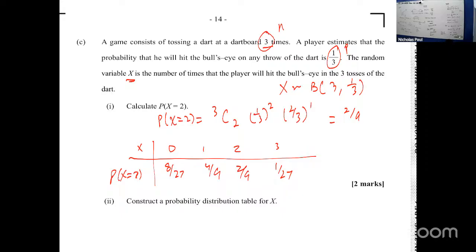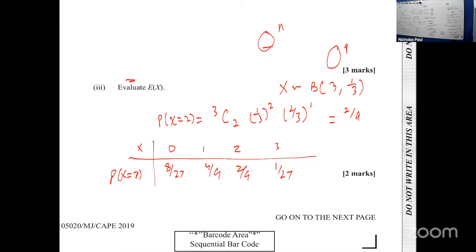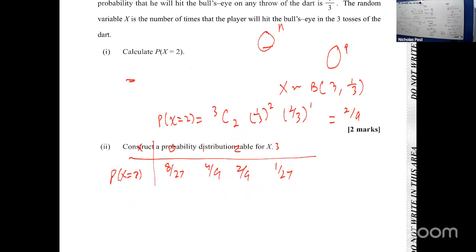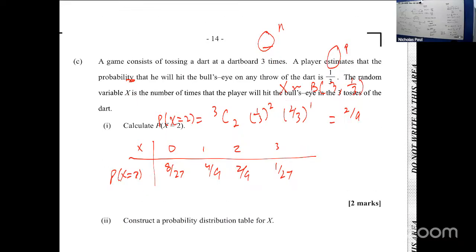Are you okay with that? And they want the expectation now. So we already have the table. So to find E of X, what we have to do is 0 plus 4 ninths plus 2 by 2 ninths, which is 4 ninths, plus 3 on 27. Right? Let's go again.